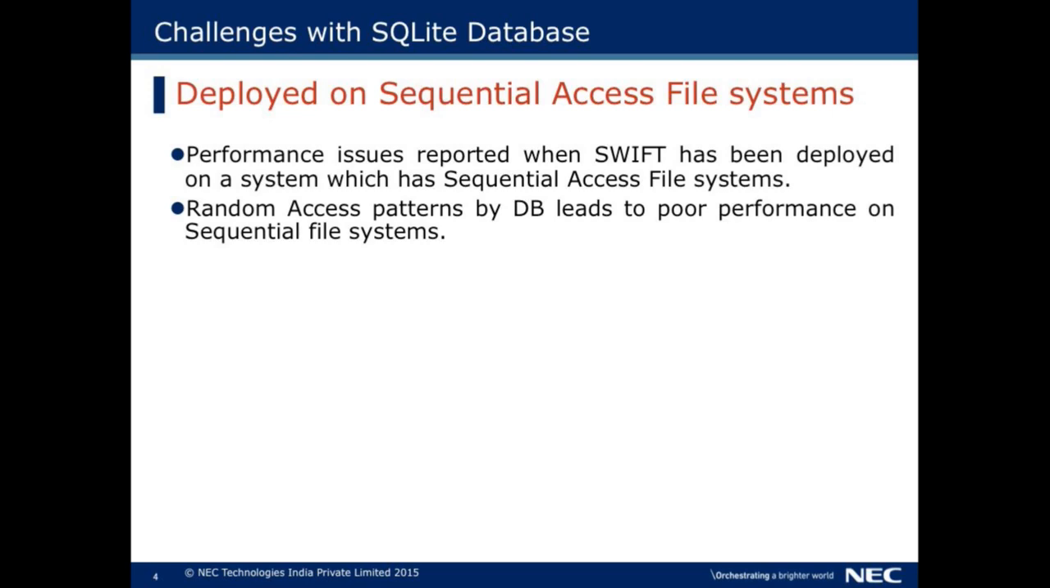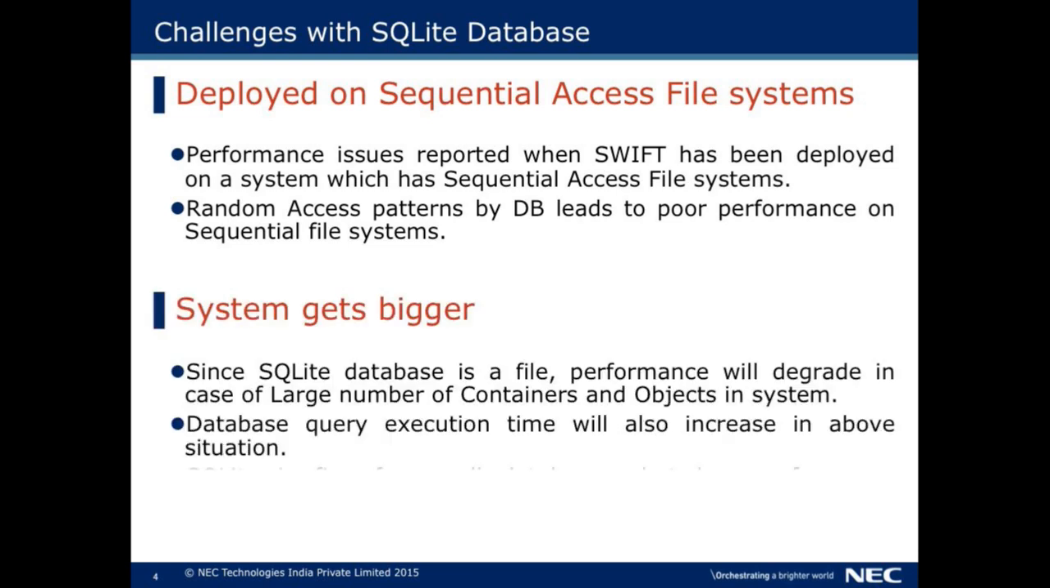So what if the file system on which you are deploying your solution is not optimized or tuned for DB operations? If your file system is tuned for random access, things will go just fine. But if you have a file system which is tuned for the sequential access pattern, you may face some performance issues. So this random access pattern by DBs leads to poor performance on sequential file systems.